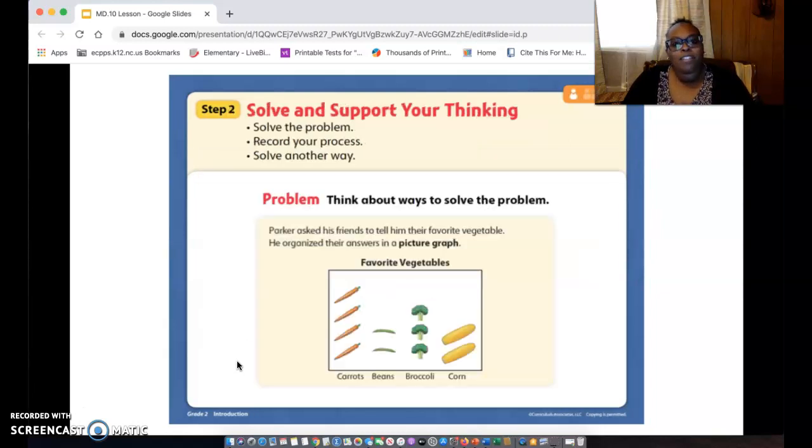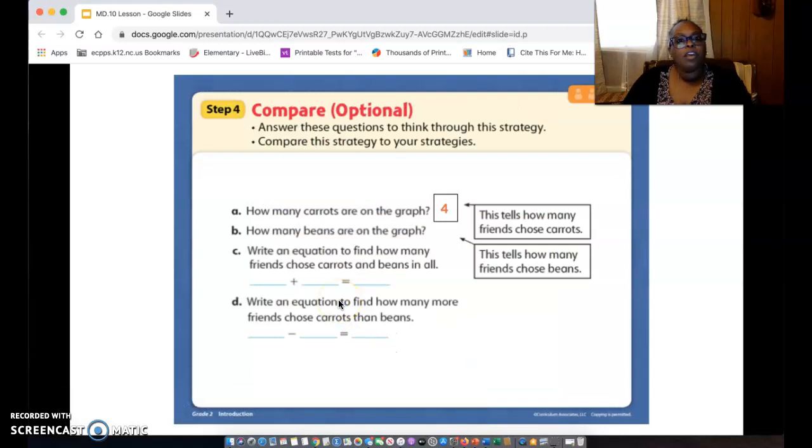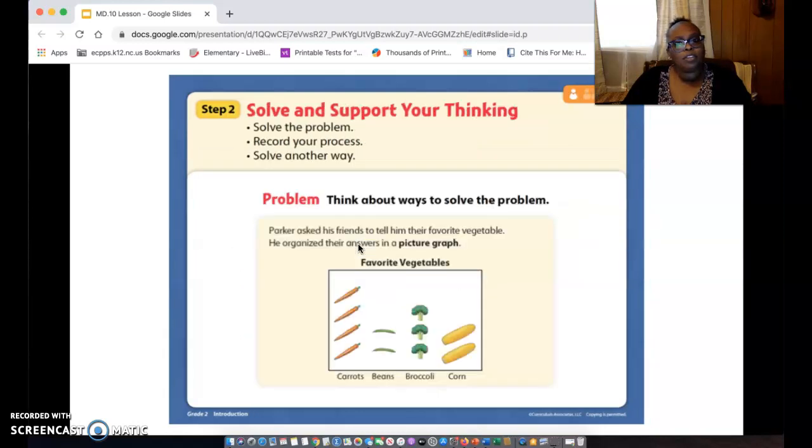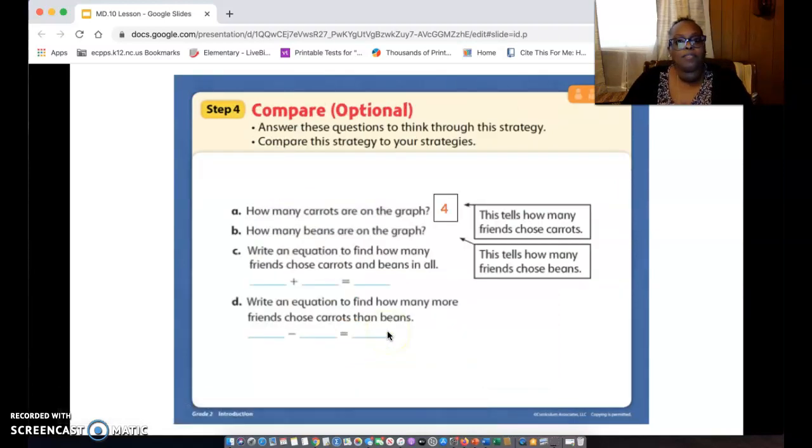So if we go back to the graph and we go to the section where it says carrots, let's count the carrots. We have 1, 2, 3, 4 carrots. Okay? Now, we want to think about how many beans are on the graph. So just like we did here, go back to that slide and count your beans. 1, 2. So we have 2 beans.